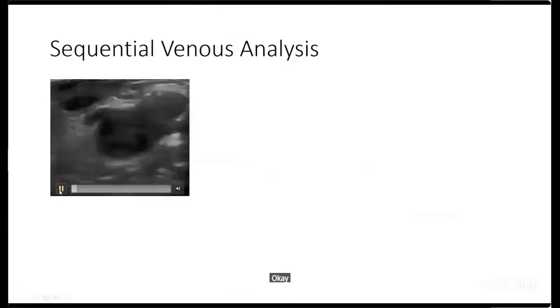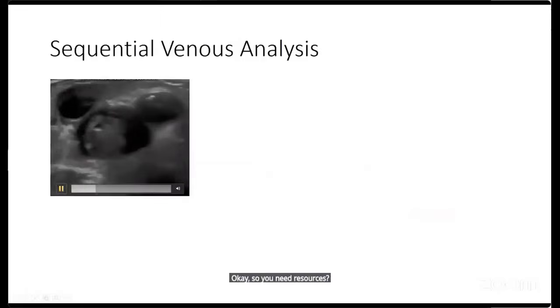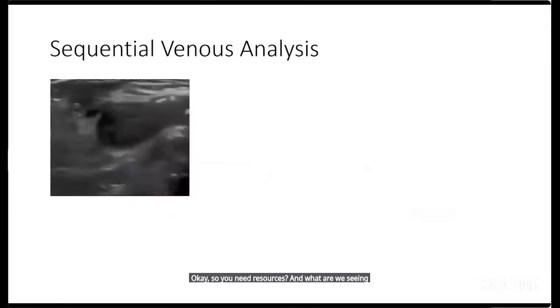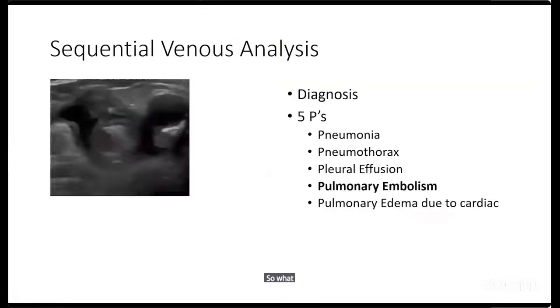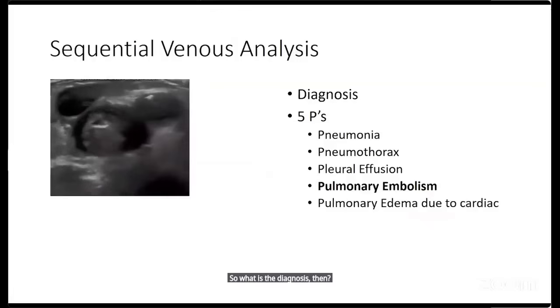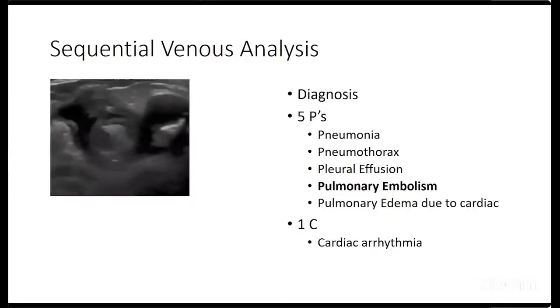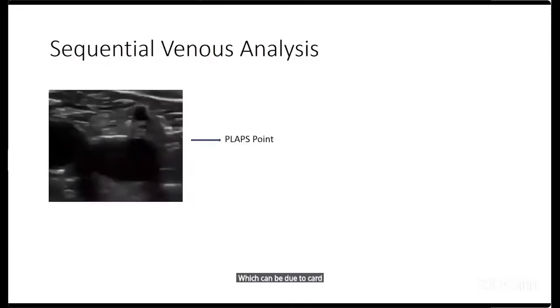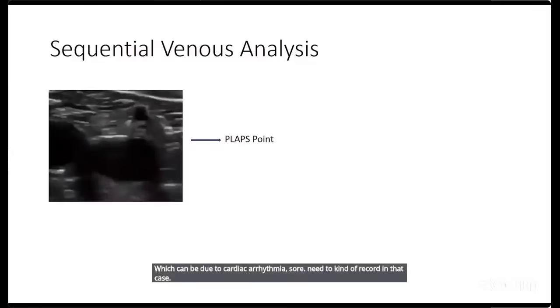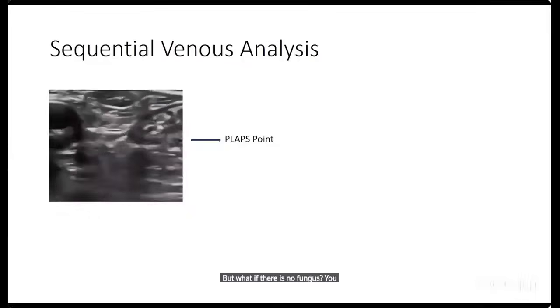So let's do the venous analysis now. And what are we seeing? There is a thrombus present. So what is the diagnosis then? Pulmonary embolism, which can be due to cardiac arrhythmias, or we need to find out the cause in that case. But what if there is no thrombus? You move on to the PLAPS point.